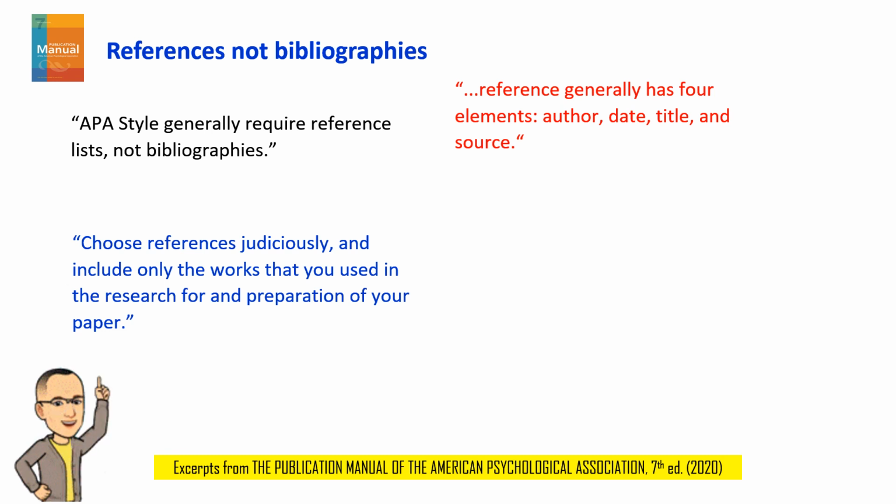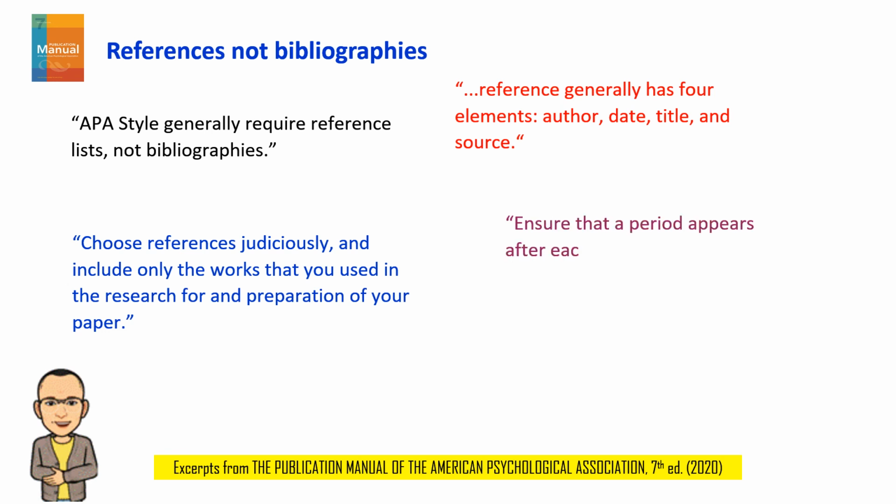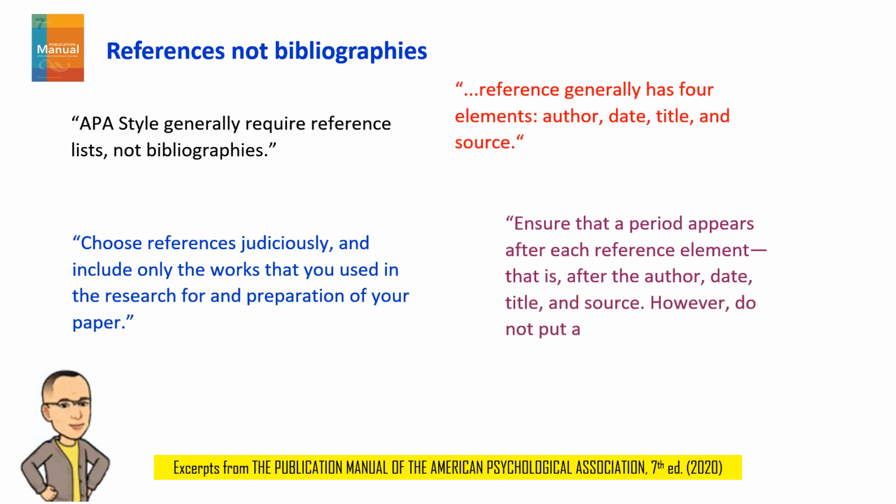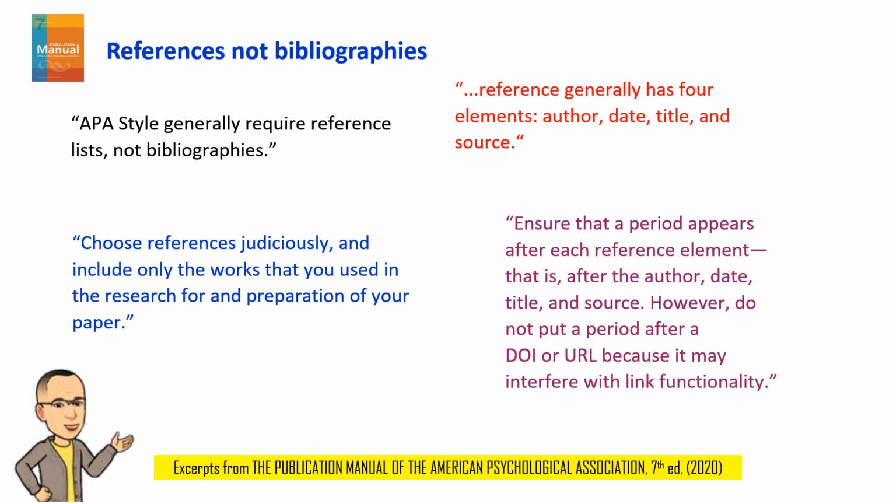Furthermore, when formatting references, it's important to ensure that a period appears after each reference element. That is, after the author, date, title, and source. However, do not put a period after a DOI or URL, because it may interfere with link functionality, adhering to the specific guidelines for accurate and consistent citation practices.